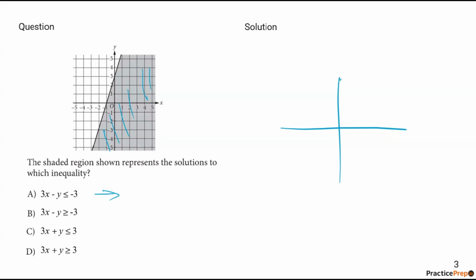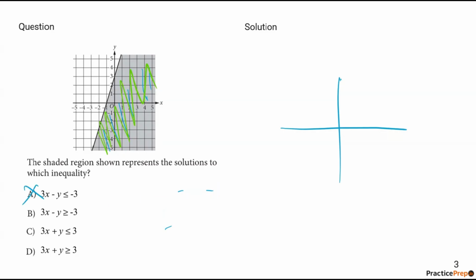So let's do that. Negative y is less than or equal to negative 3x minus 3. And when we divide everything by a negative, we change the sign, right? y is greater than or equal to 3x plus 3. Well, in this inequality, the shaded region is below the line. It's actually not greater than or equal to, it's less than or equal to. So that cannot be the answer. A is eliminated.